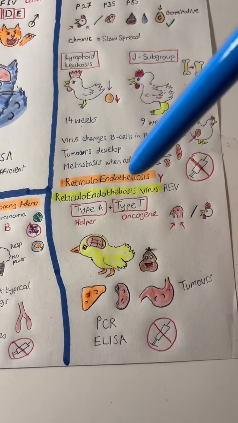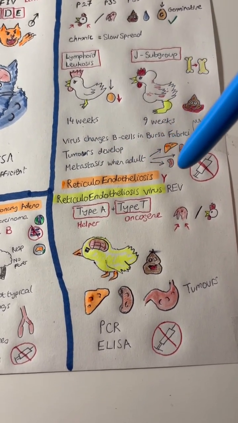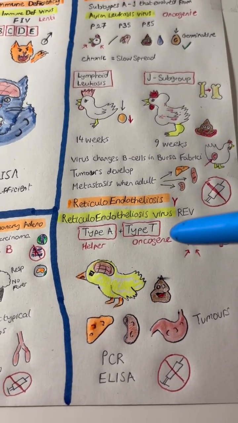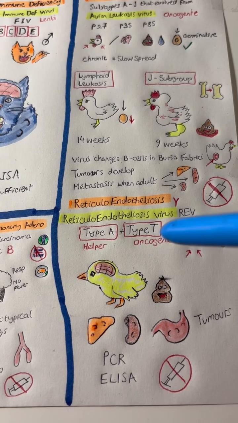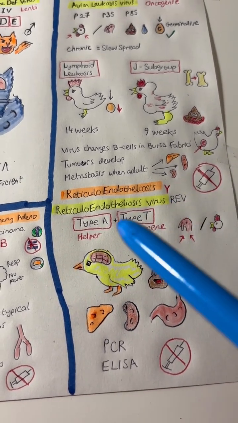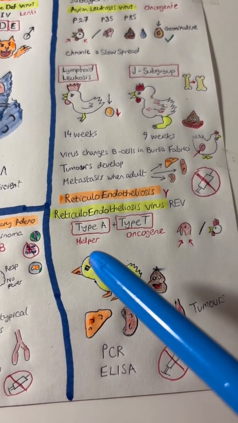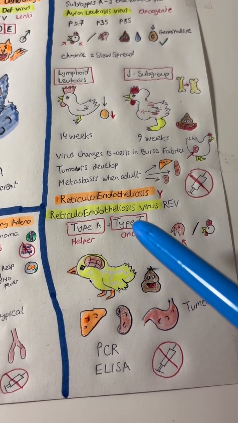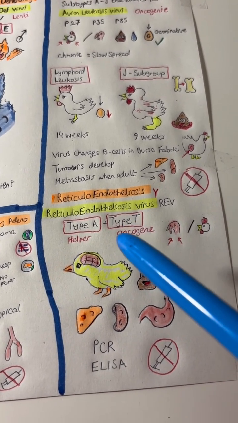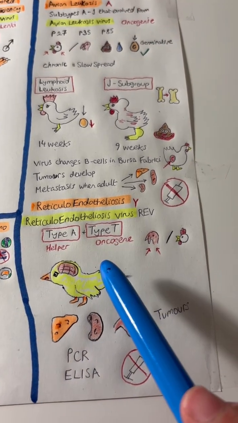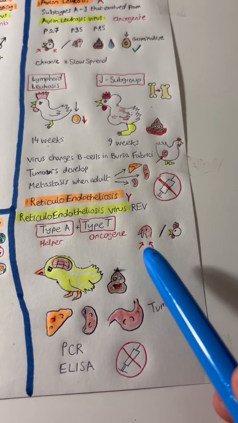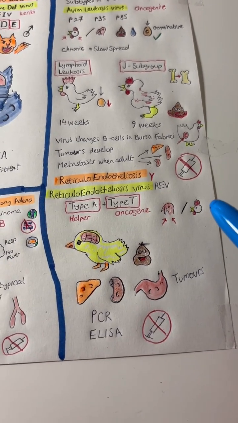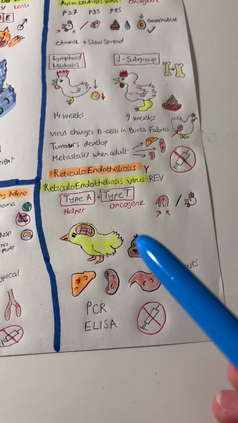And for reticuloendotheliosis, it's a part of the gamma retrovirus genus. There is subtype A and subtype T, also known as Rev-A and Rev-T. Type A is a helper and can cause immune suppression, and type T is an oncogene from a turkey cell, and it causes fast-developing tumours. Turkeys are most affected, however, chickens can also be affected. The incubation period can be between 3 days and 3 months depending on the virulence.